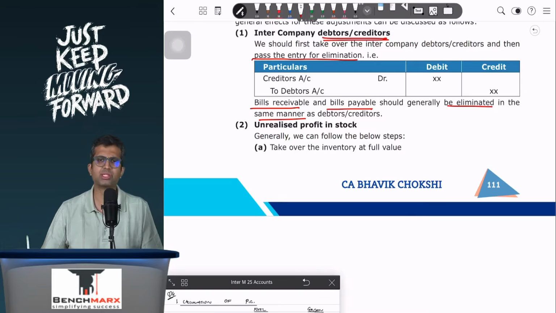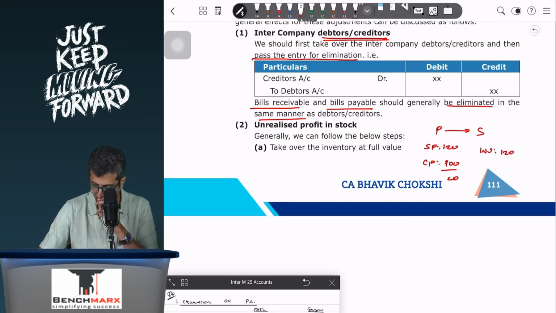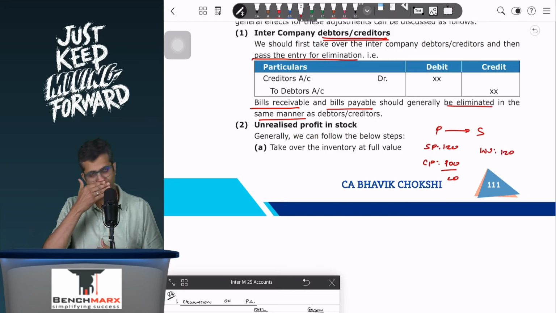Now there can be sometimes a case where P has sold goods to S. The selling price of these goods was 120, the cost price of these goods was 100, and hence P would have recorded a profit of 20. Now in the books of S, the inventory will, let us say, appear at 120. Now I will take over this inventory at 120.